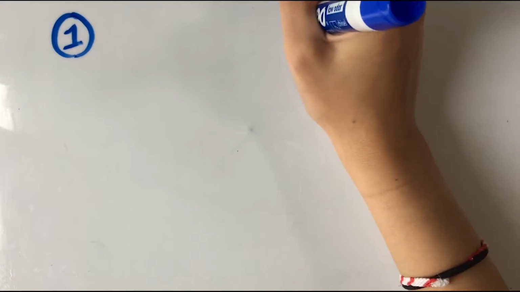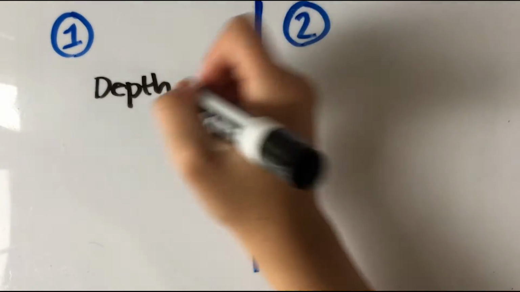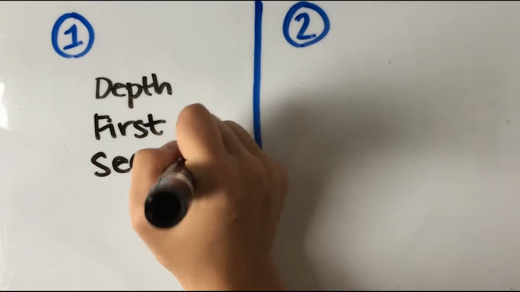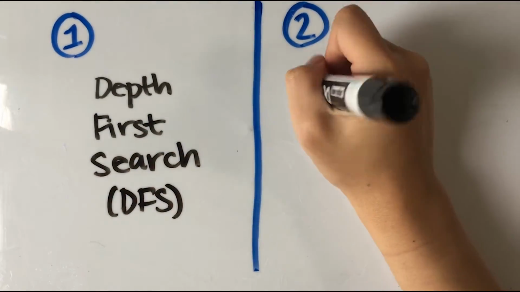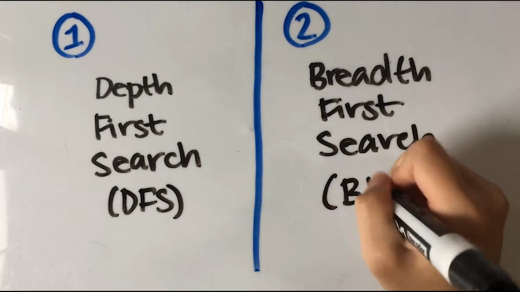There are two common ways to traverse a graph: depth-first search, abbreviated by DFS, and breadth-first search, abbreviated by BFS. Our goal is to eventually be able to visit every node contained in the current connected component of the graph. Let's go over how they work.